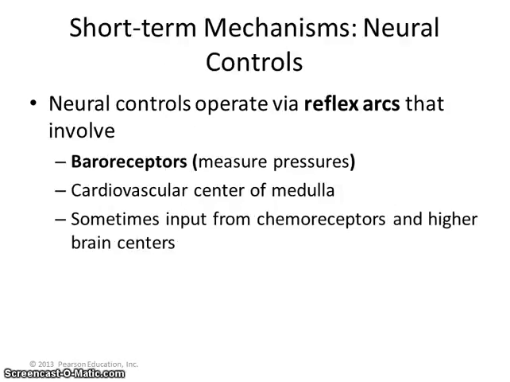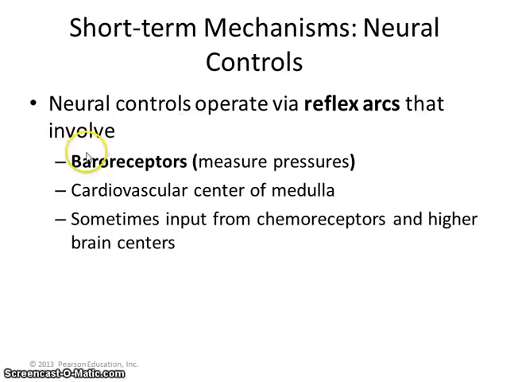So first short-term mechanism, neural controls, our nervous system. So these are going to operate via reflex arcs. So remember that's receptors taking in sensory information, sending it to our control center, the cardiovascular center in our medulla, the brainstem. That makes the decision of what to do and sends out a response to an effector that makes a change. Remember, effectors are either muscles or glands.